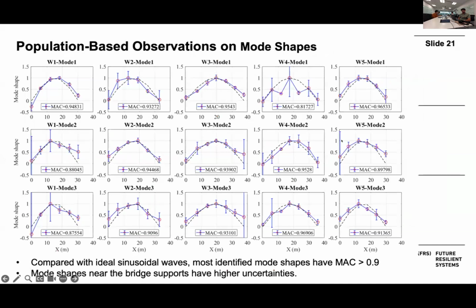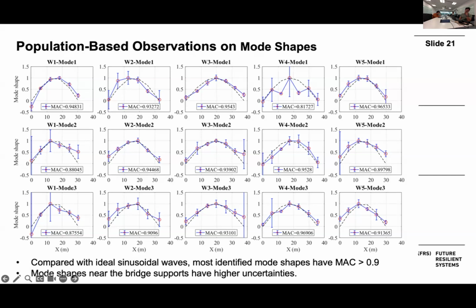And we also get some observations on the mode shapes. For example, here I show the first of 3 identified mode shapes of all the spans on the west. For reference, I also show the half sinusoidal wave here. You can see for most identified mode shapes, their MAC value between the identified mode shape and the half sinusoidal wave is above 0.9. So this indicates the identification accuracy is good.